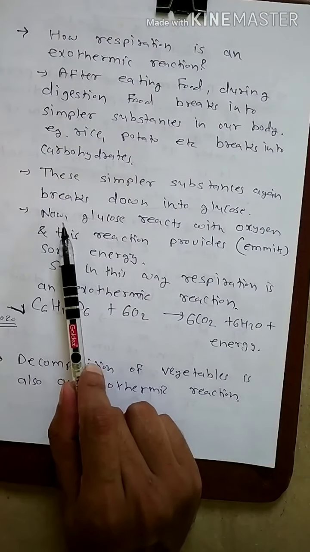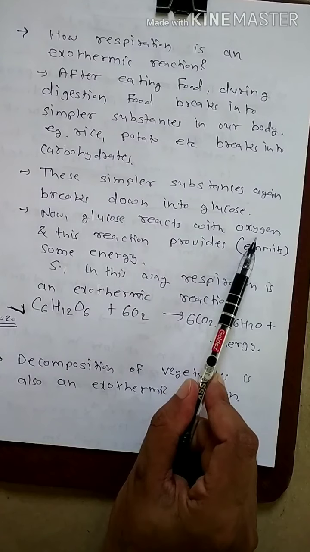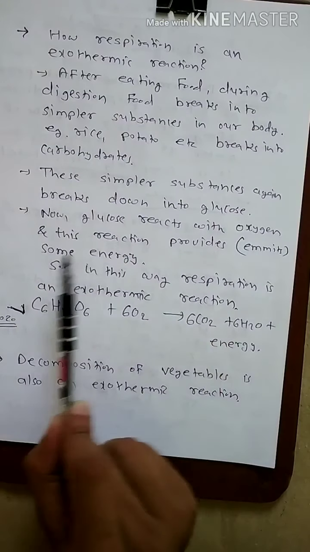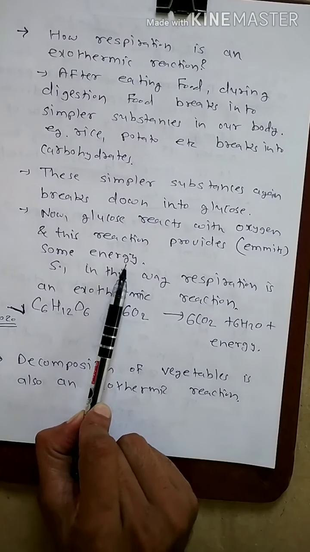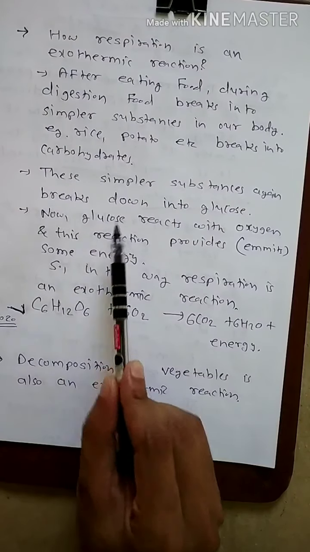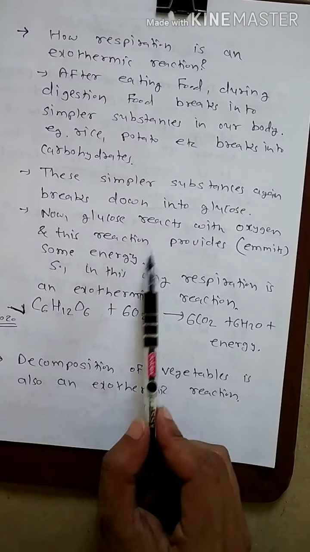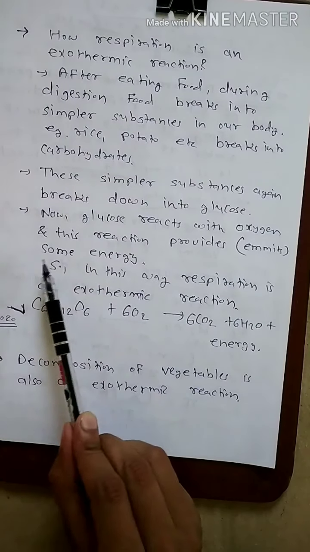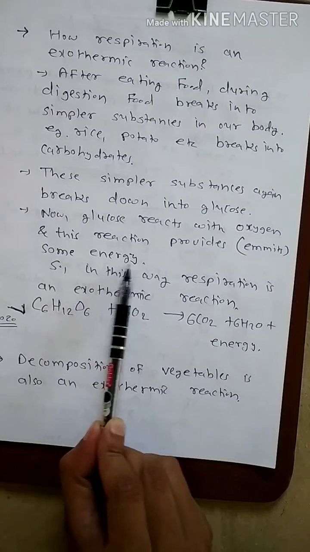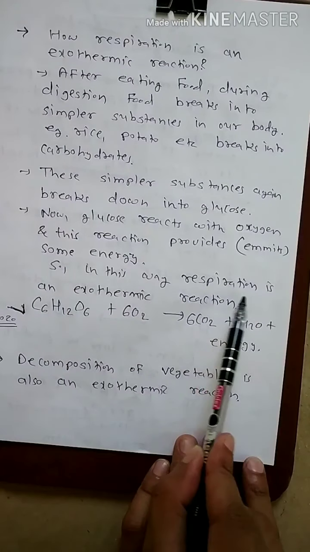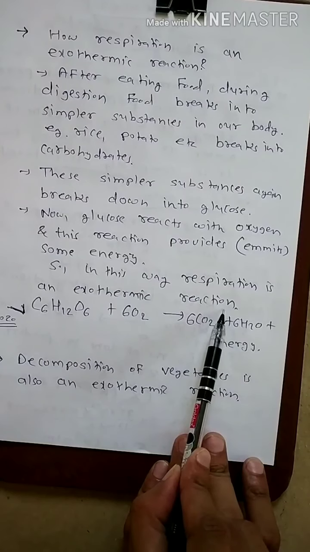Now, glucose will react with oxygen, and this reaction provides or emits some energy. In the ATP cycle, you know, glucose reacts with oxygen and emits some energy. It gives our body some energy. That is the same energy I am talking about here. So in this way, respiration is an exothermic reaction.